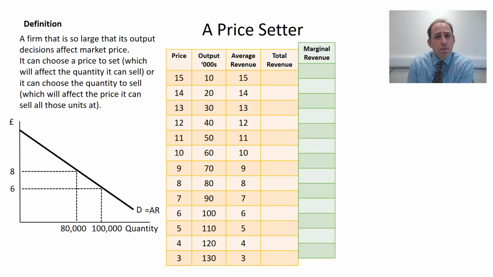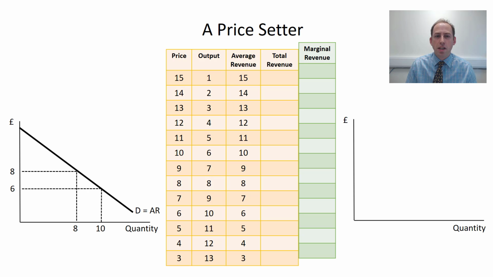So this is a little bit more complex in terms of the numbers than we need. So I'm going to simplify it slightly just by moving us into single units here. So we've got 8 being sold at £8 and 10 being sold at £6. Again, you can imagine it's 80,000 and 100,000, but this will just make our maths just a little bit easier.